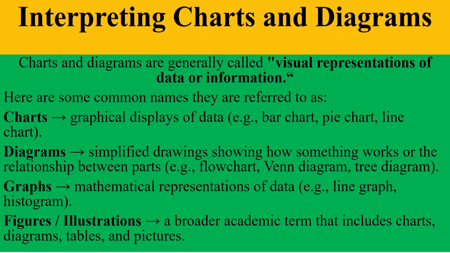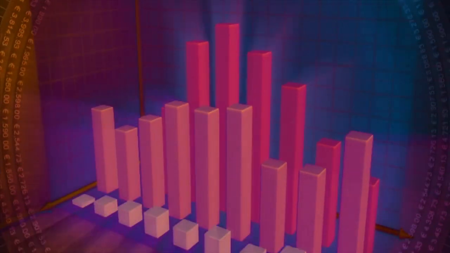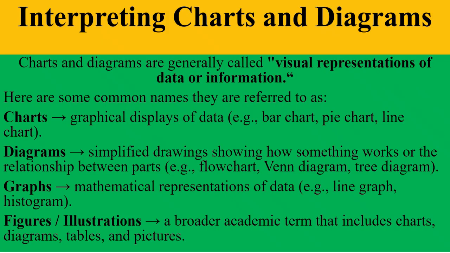Charts and diagrams are generally called visual representations of data or information. As you can see the various charts and diagrams on the screen. Some common names of charts and diagrams are bar chart, pie chart, line chart. It is the graphical display of data. Diagrams such as flow chart, Venn diagram, tree diagram, it is the simplified drawings showing how something works or the relationship between parts.